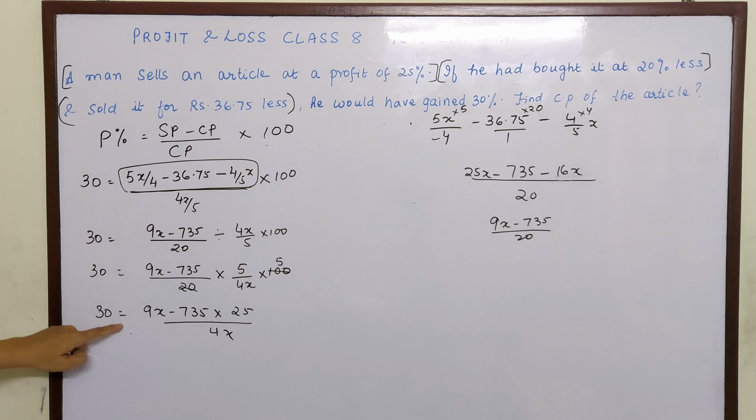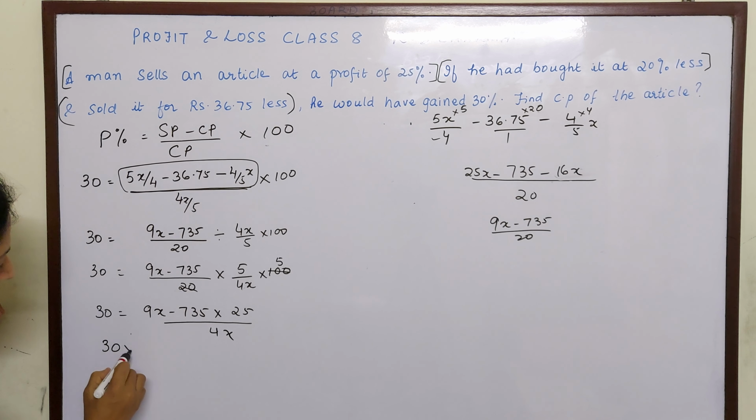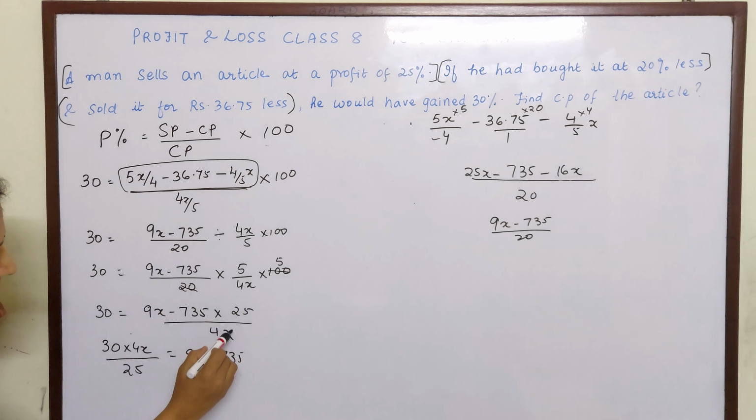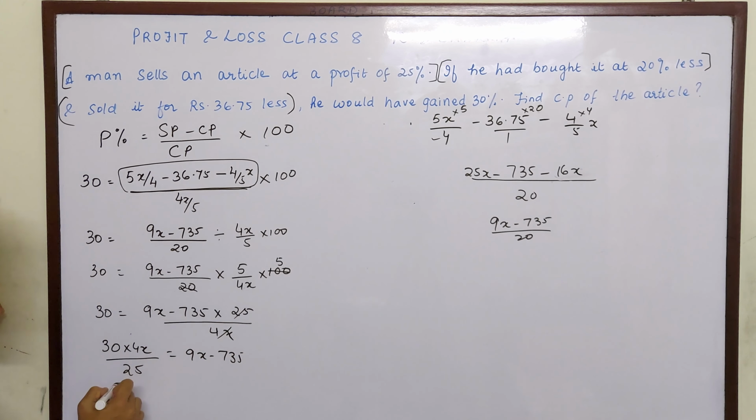Now I will take this 4x here, so it will become 30 into 4x, and 25 I will bring down. It will be 9x minus 735 because I have taken this here and I have taken this here. So only this is remaining. So 5 6s are 30, 6 4s are 24x by 5, is equal to 9x minus 735.